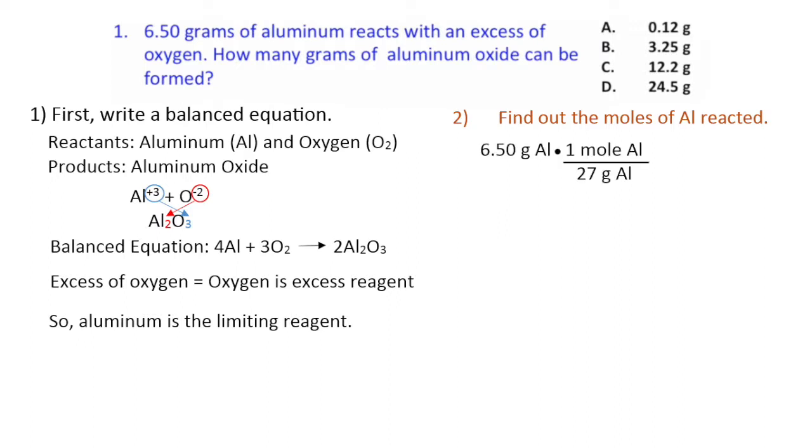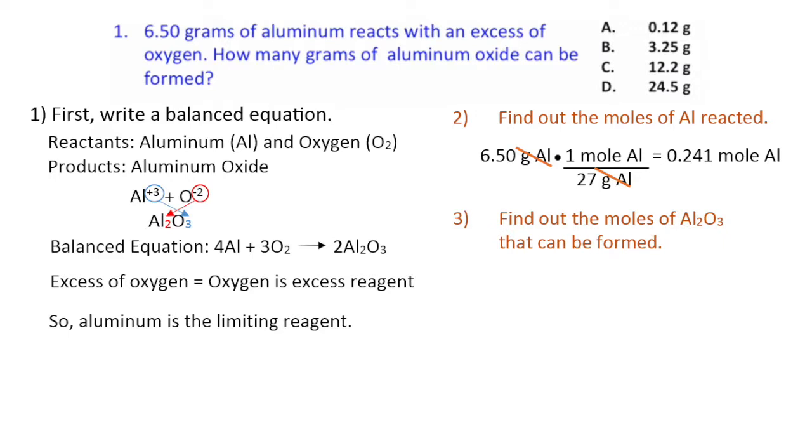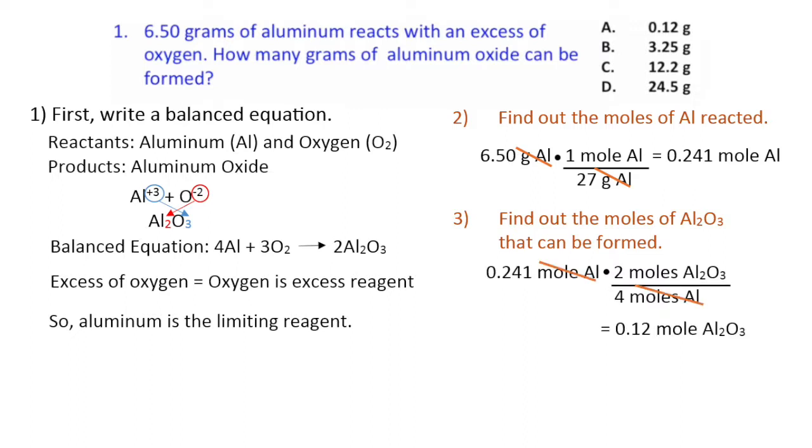For every 1 mole of aluminum, there's 27 grams. Divide 6.5 grams of aluminum by 27 grams, and we get 0.241 moles of aluminum. From the balanced equation, we can see that there are 2 moles of aluminum oxide for every 4 moles of aluminum. So we multiply and you get 0.12 moles of aluminum oxide.